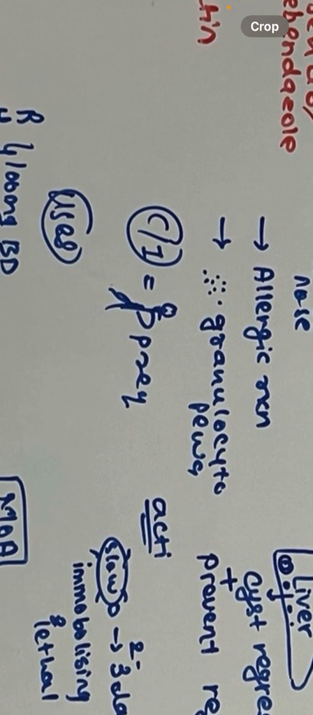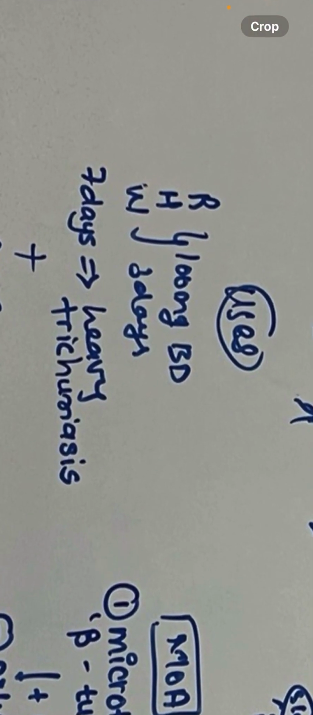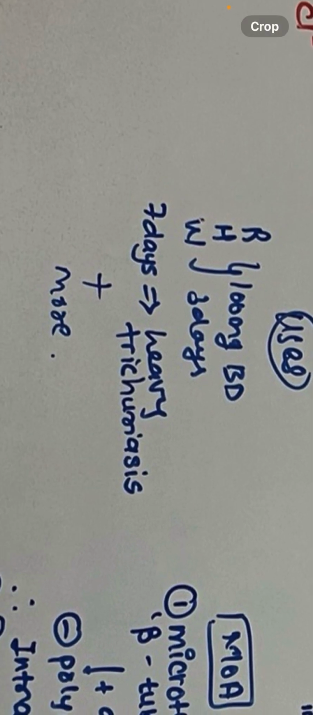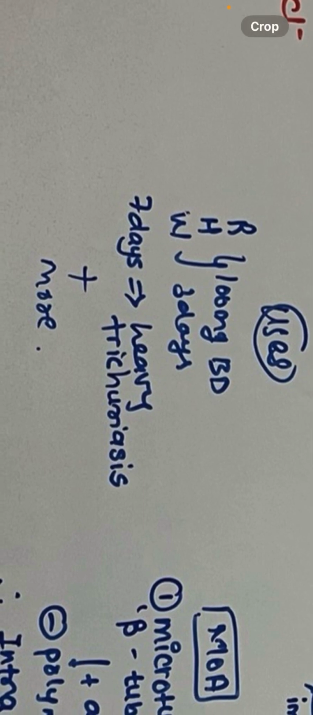It is contraindicated in pregnancy, and the uses are in roundworm, hookworm, and whipworm. It is given 100 mg twice a day for 3 days, and if heavy trichuriasis infestation is there, then it is given for 7 days. So the first use is in the roundworm, hookworm, and whipworm, 100 mg given twice a day for 3 days and 7 days if heavy trichuriasis is there.